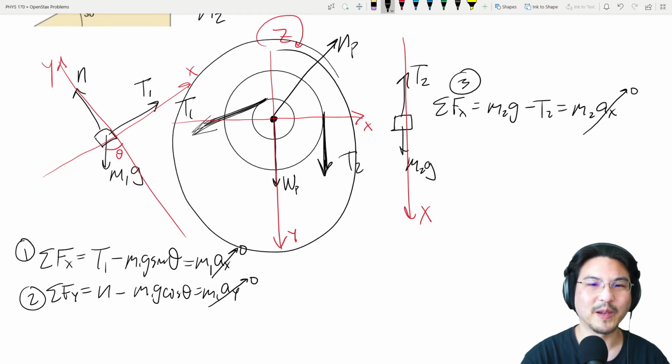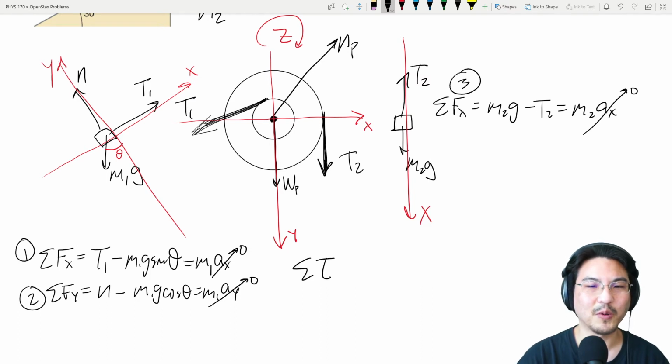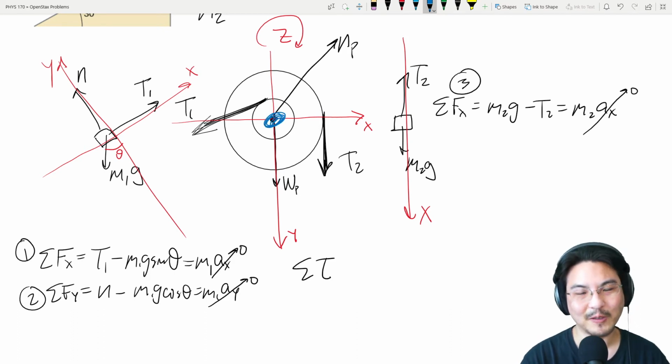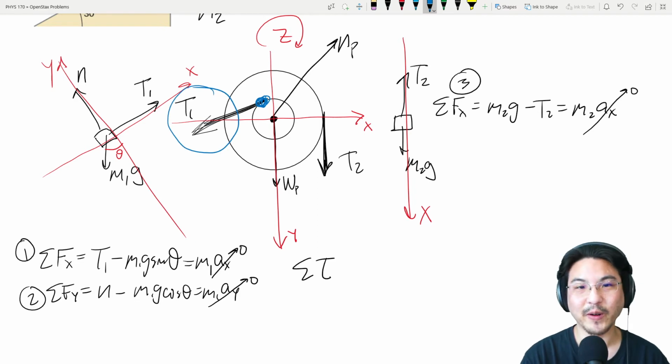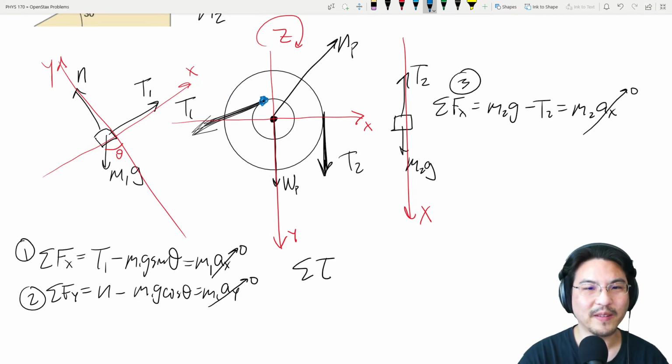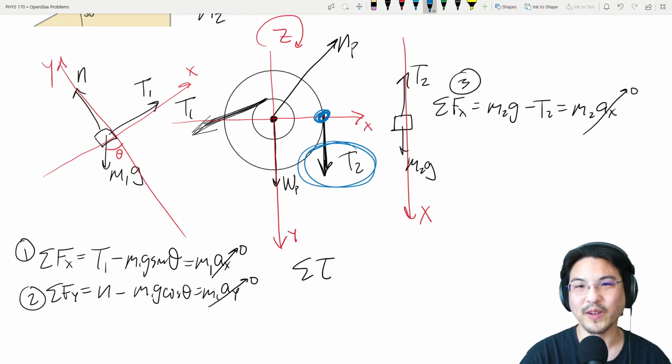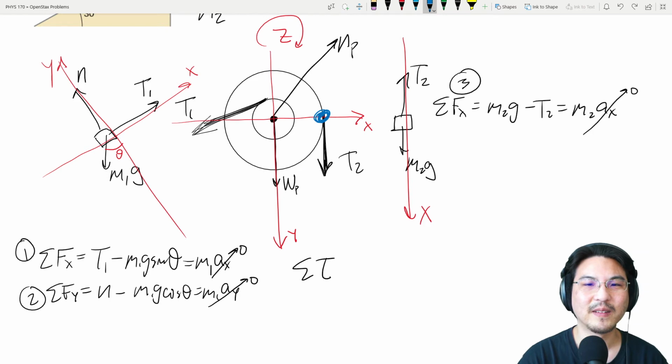And now for this free body diagram, let's sum torque about any point you want. So you could sum torque about over here, or say over here, or over here. Those would be clever choices, because if you sum torque about right here, this force wouldn't provide any torque about this point. If you sum torque about here, this force wouldn't provide any torque about this point.